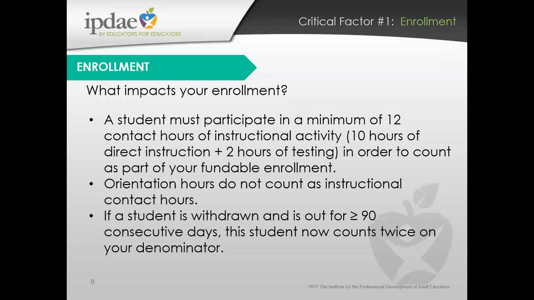In other words, he counts as 2 students, which means he hits twice on your denominator. Now, the bulk of the adult program funding comes from student enrollment. So you want to be sure to capture and retain students in order to maximize program funding.